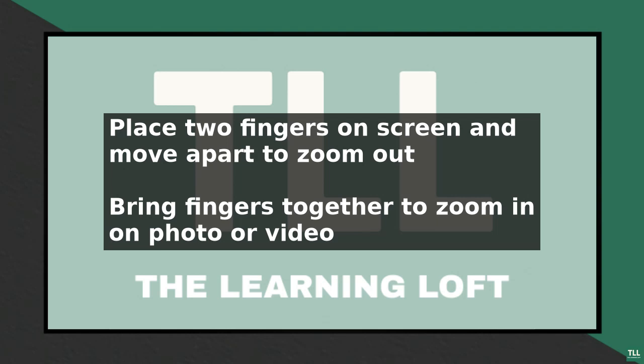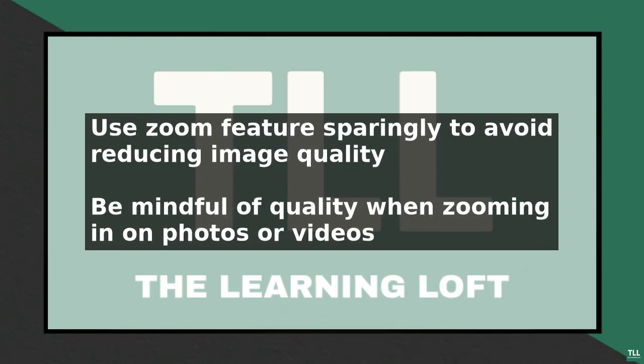To zoom in on a photo or video, place two fingers on the screen and move them apart to zoom out or bring them together to zoom in. You can also use the zoom slider that appears on the screen when you are taking a new photo or video. For videos, you can also zoom in and out while recording by using the same pinch to zoom gesture. This allows you to add a dynamic effect to your videos and focus on specific parts of the scene.